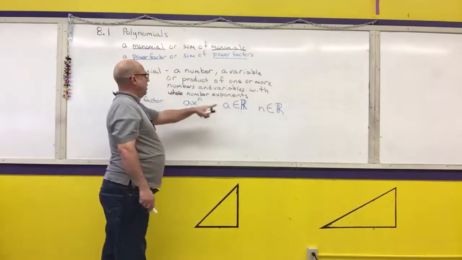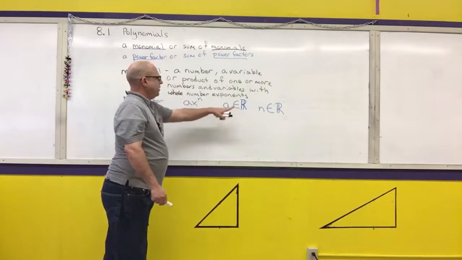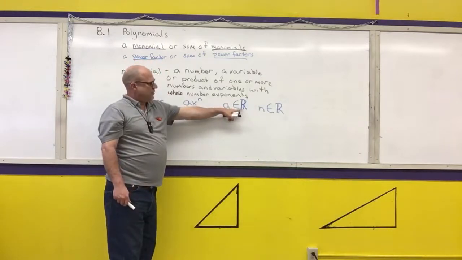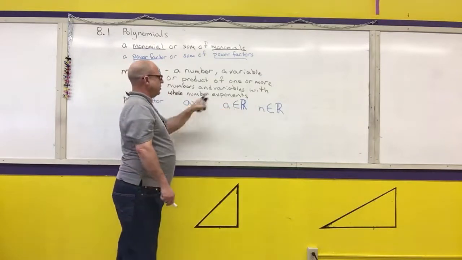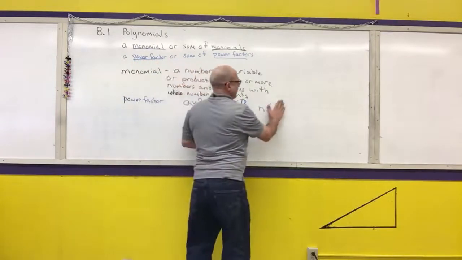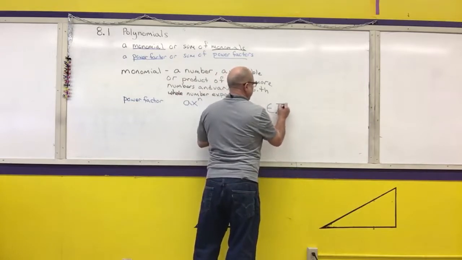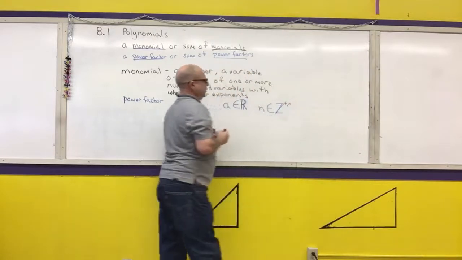So for our purposes right now, in Algebra 2, we're going to be able to use complex numbers. Right now, we're going to use real numbers. In Algebra 2, we're going to use real number exponents. But for right now, we are going to use whole number exponents. And that is our positive integers and the number 0.